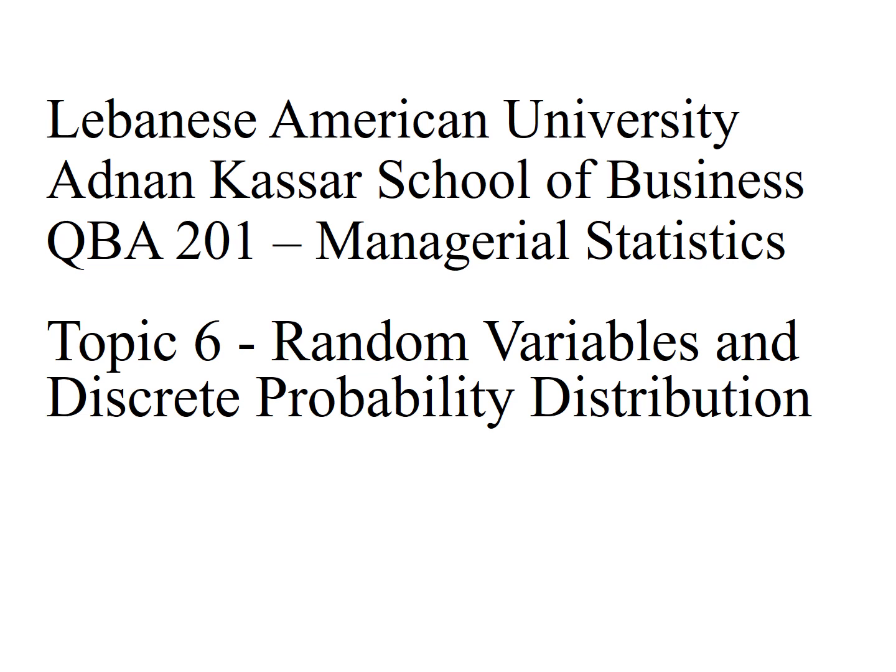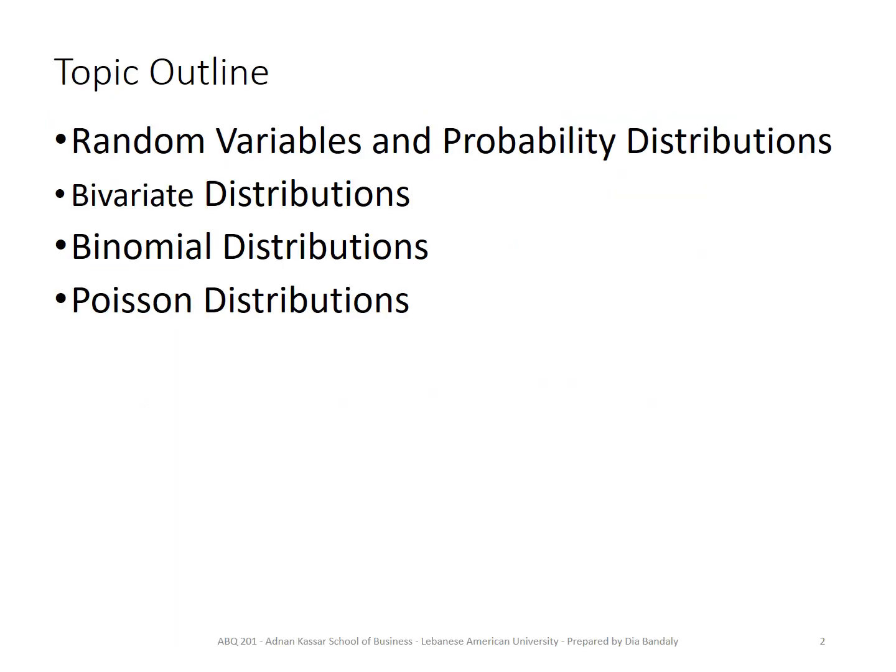Okay, in this session we're going to cover topic 6, which is random variables and discrete probability distribution. We're going to cover the following in this topic. Mainly we're going to spend most of our time on the first point, which is where we define random variables. What do we mean by this?